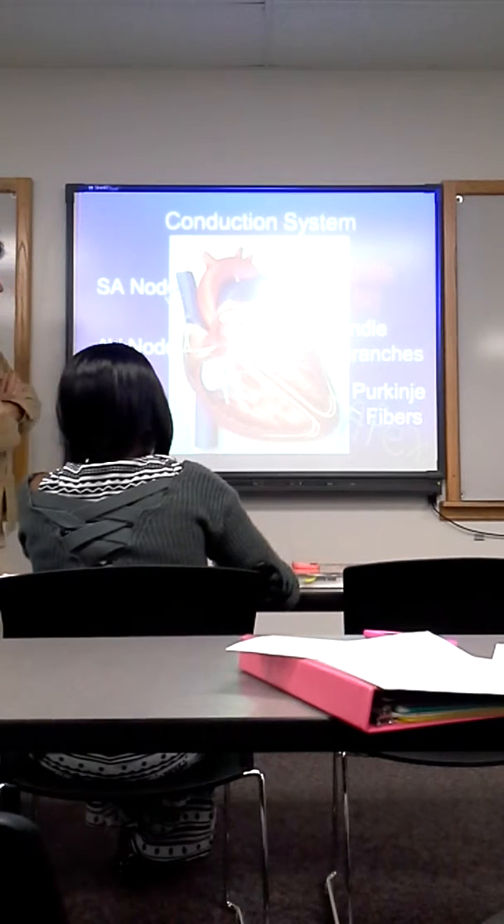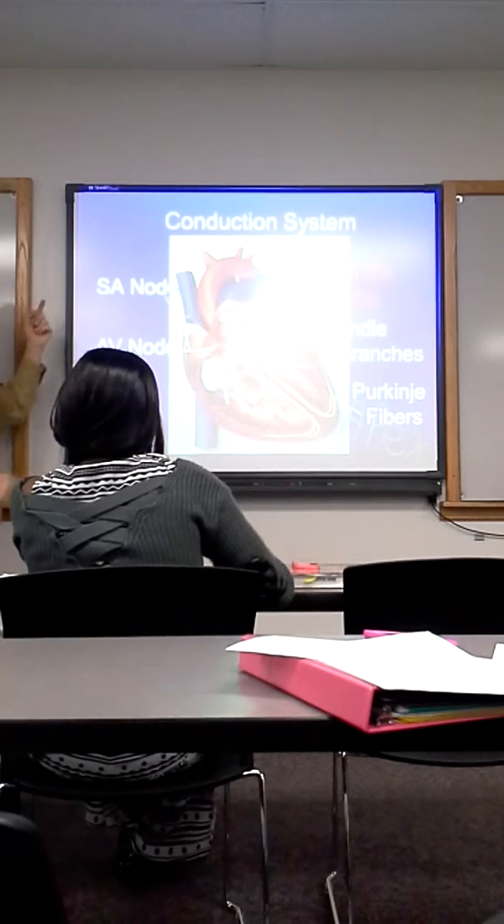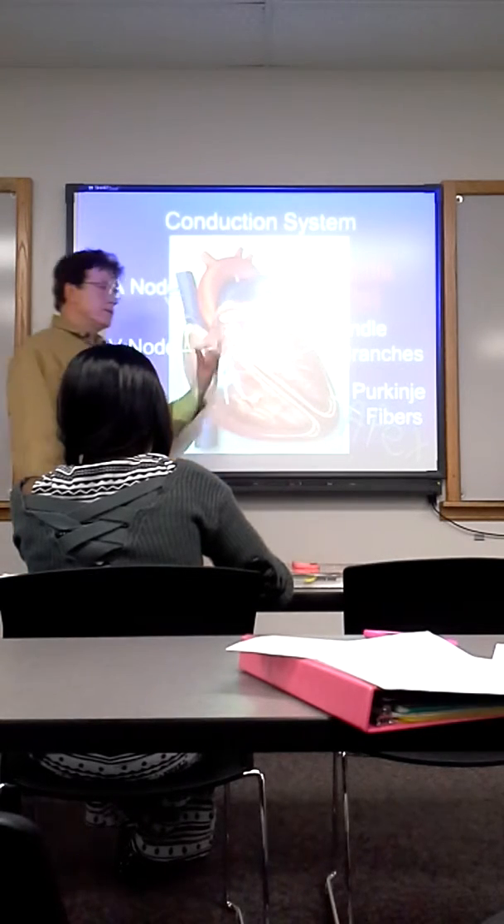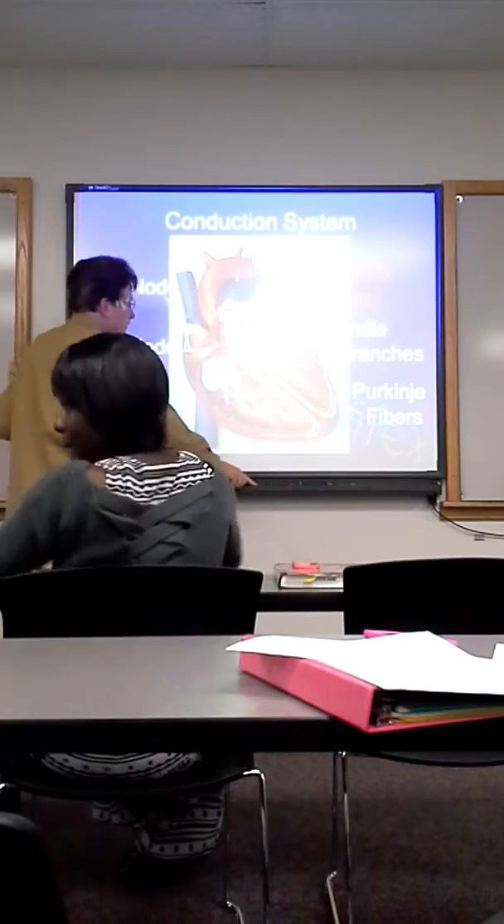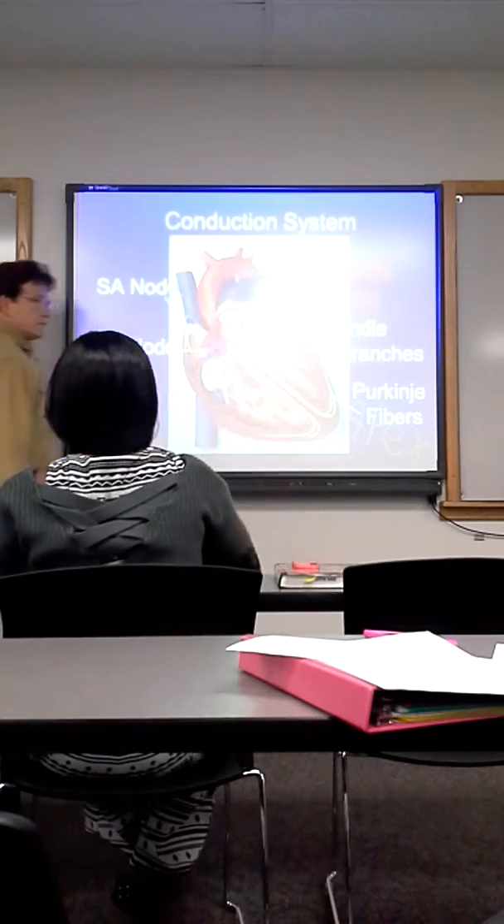So my question for you is, once you've put on your thinking cap here, why do we bother to send the action potential all the way down to the apex of the heart before we deliver it to the ventricular myocardium? Why don't we just deliver it to the ventricular myocardium directly out of the AV node?